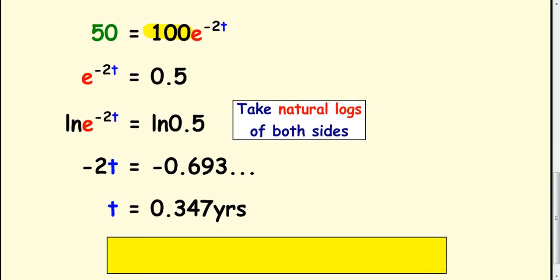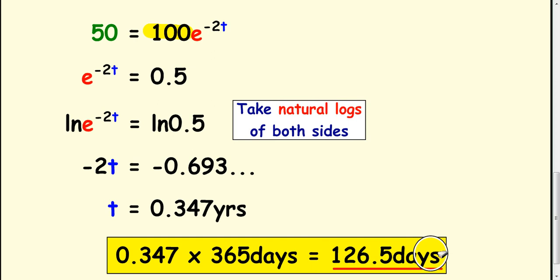I wouldn't leave it like that because you wouldn't use that. You wouldn't tell somebody that something happened in 0.347 years. You would really want to work in days. So if you multiply that with the number of days in a year, 365, you'll get roughly 126.5 days.